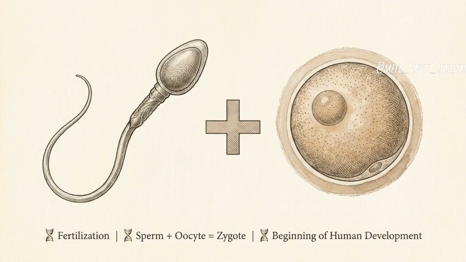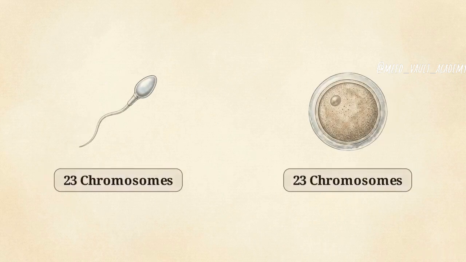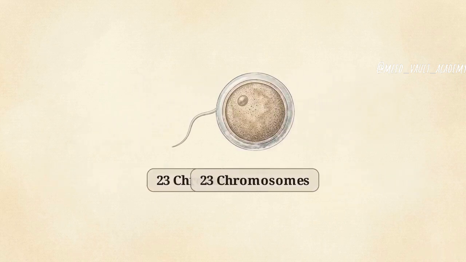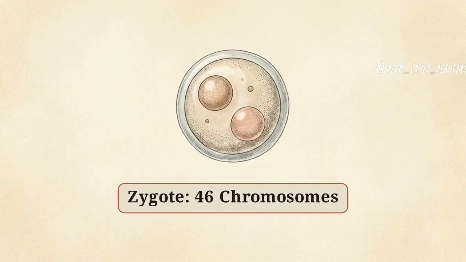Fertilization is the specific biological process where a male sperm and a female secondary oocyte combine to form a single-cell zygote. This union restores the normal diploid number of 46 chromosomes, merging genetic material from both parents to initiate the development of a unique individual.